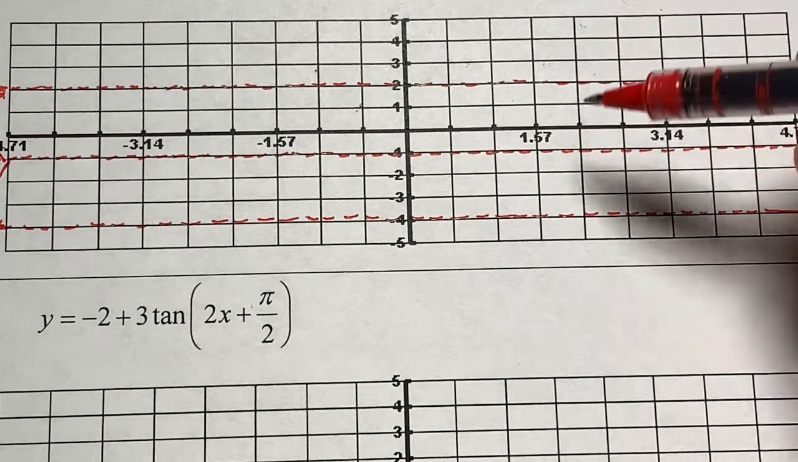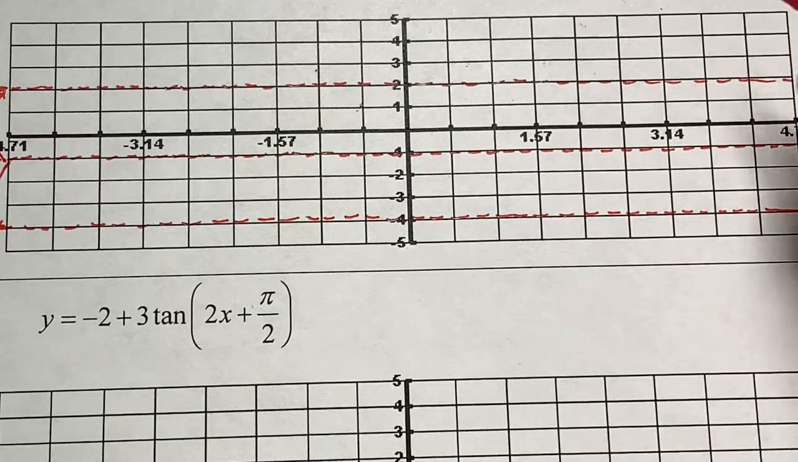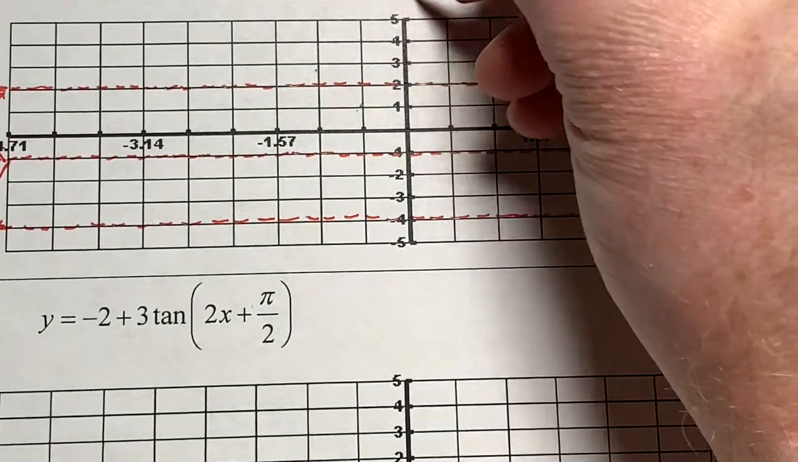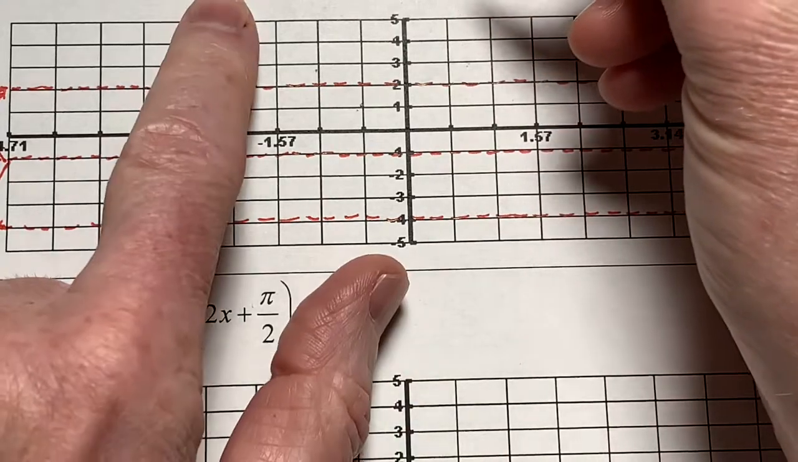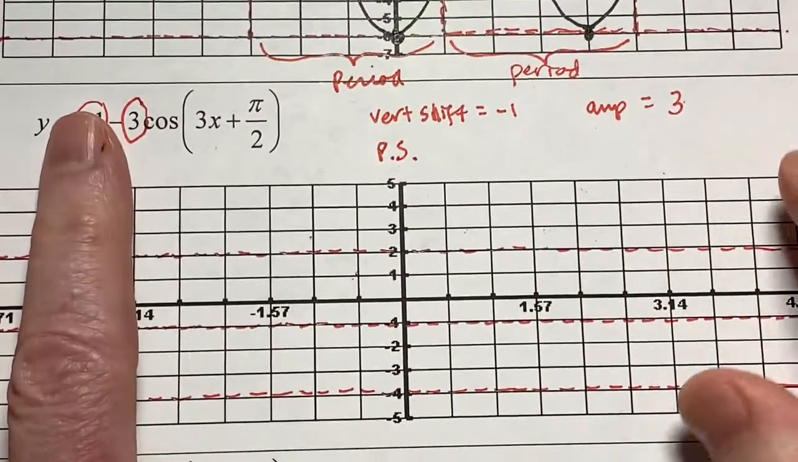Okay, so now I have the top, middle, and bottom. Now I need to find the left side of the box. That's our phase shift. And we know the phase shift, I find it by just, sorry about that, is the phase shift.